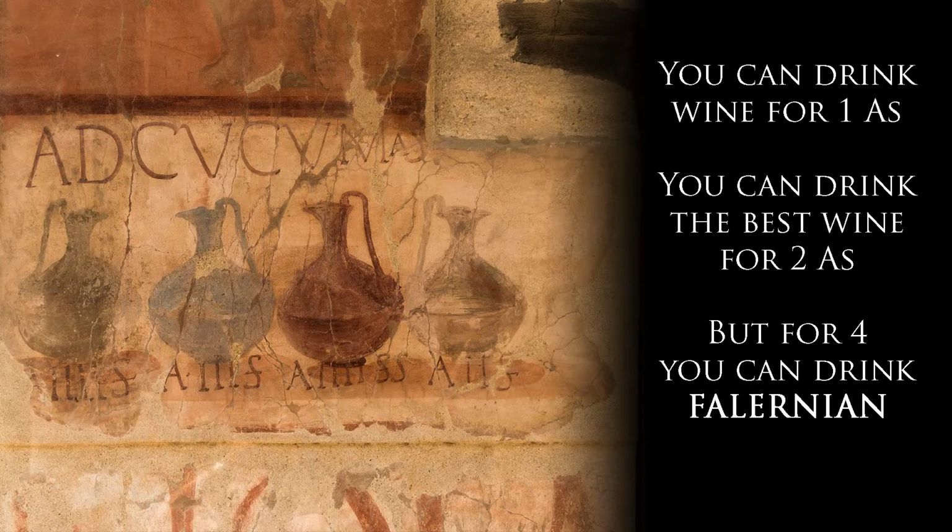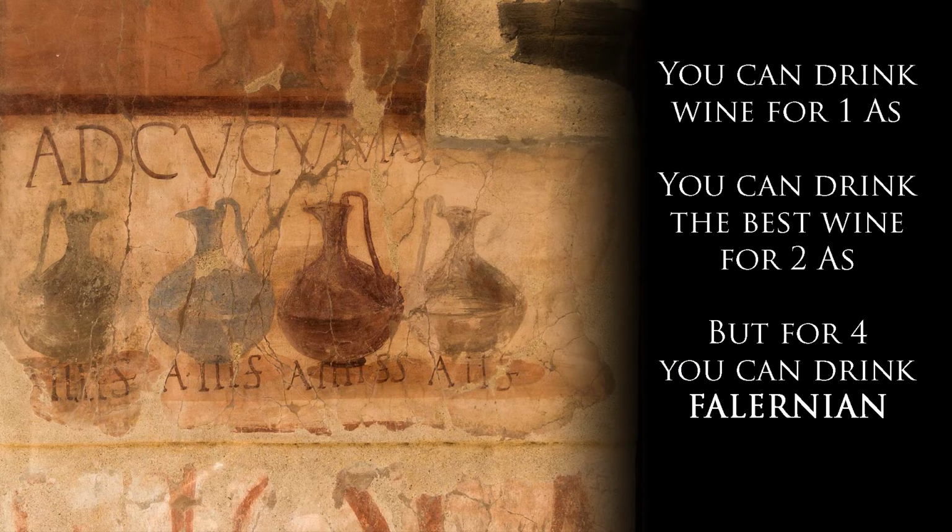Falernian was a very fancy kind of white wine which is cited multiple times in sources as the most desirable one out there. And as we can see, it was indeed very expensive. Think about it. The price of 1 sextarius of it was the same price as an entire meal, a sestertius.